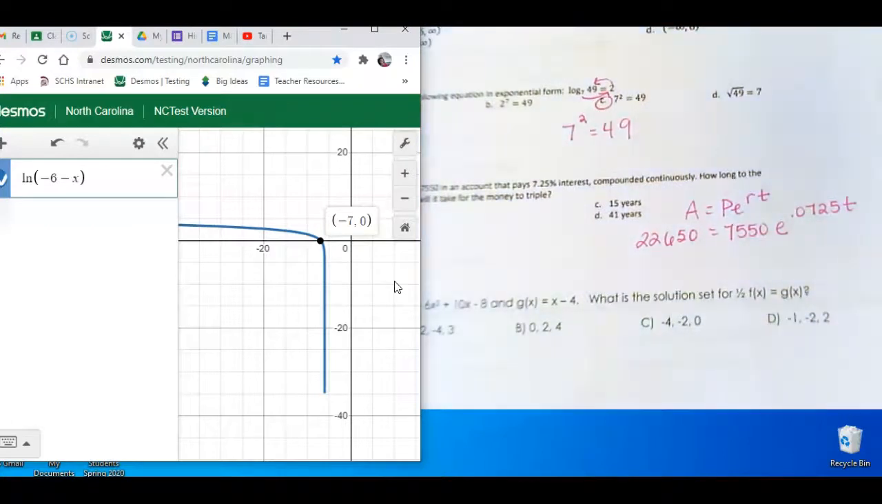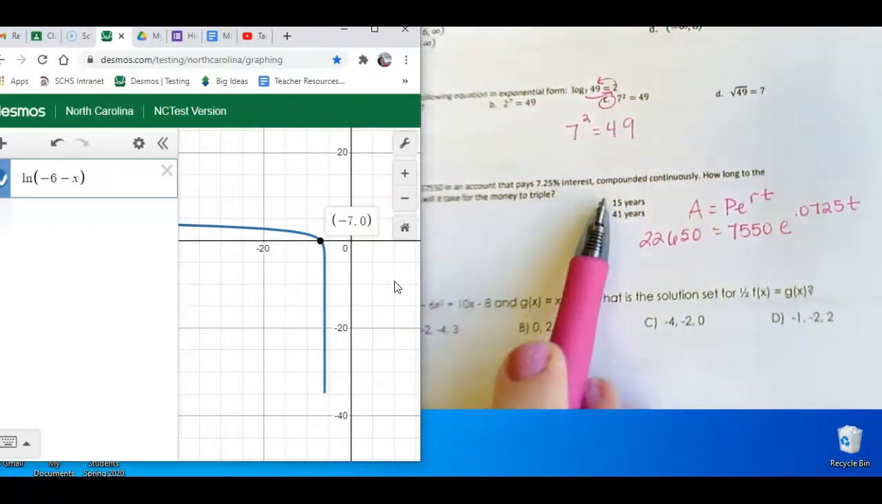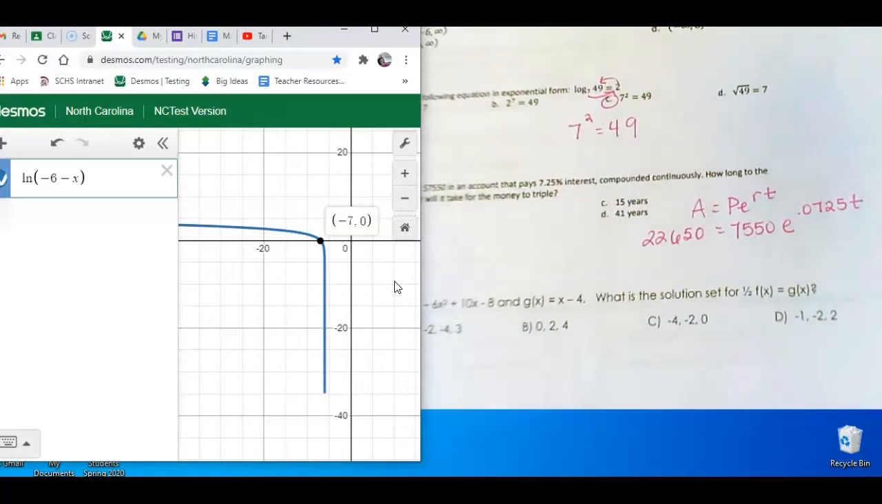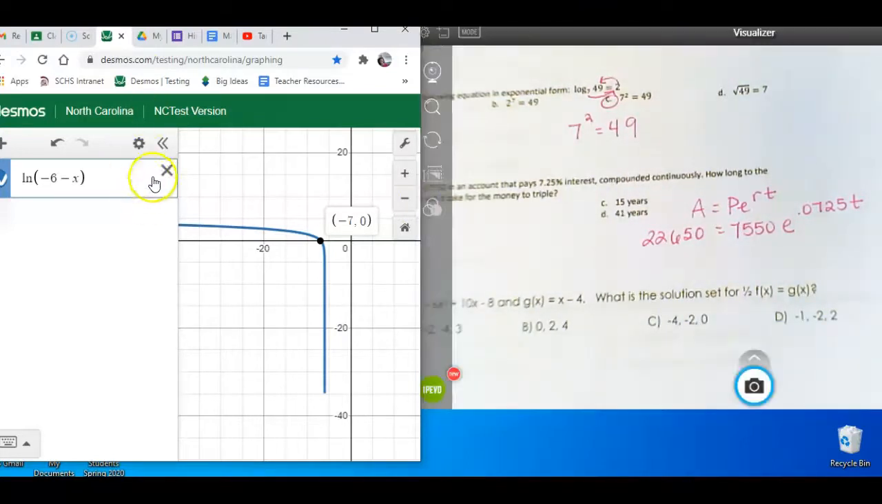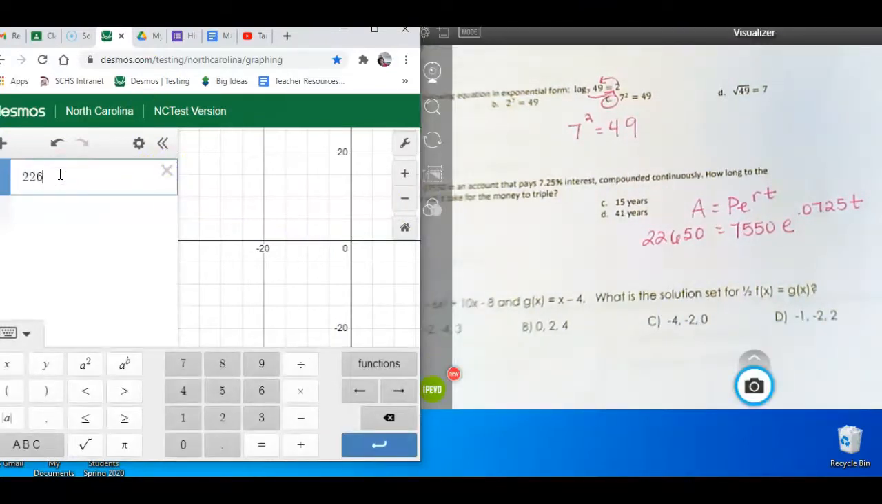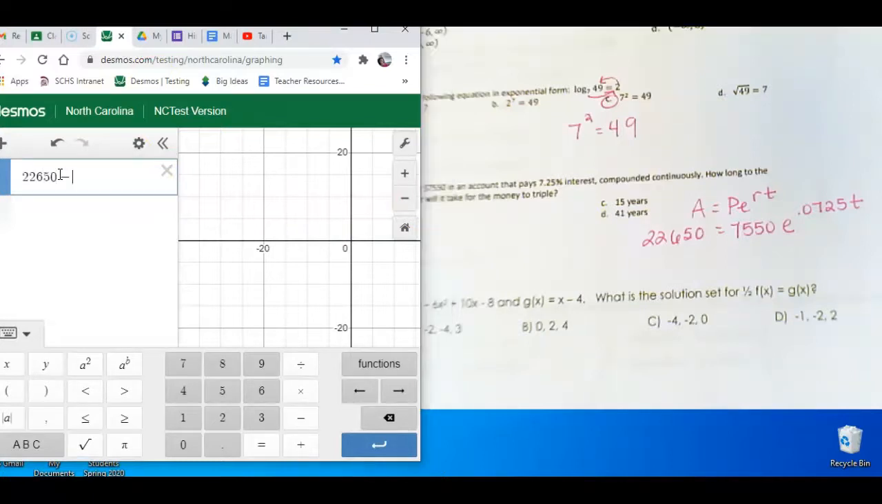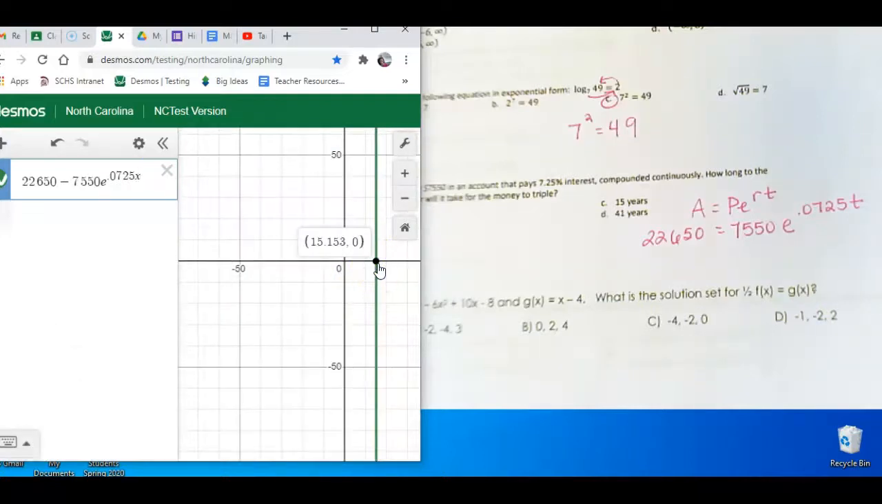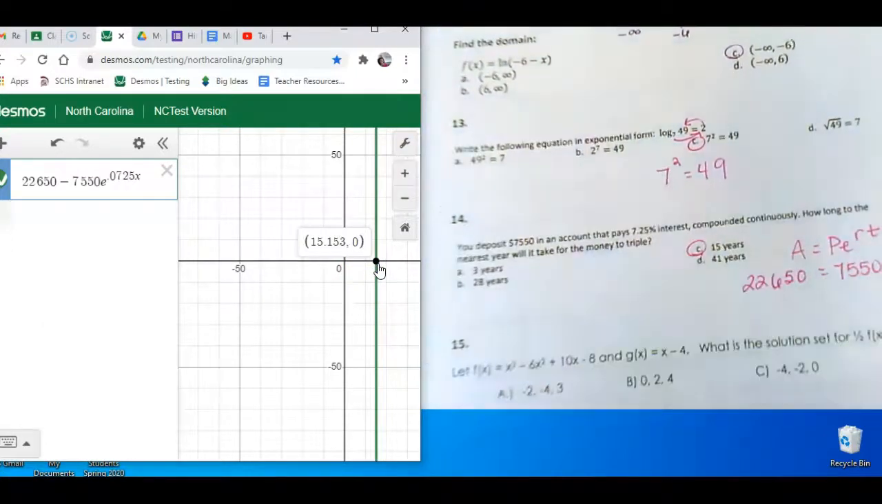And there's several things that we could do to solve it. We could take these numbers, plug them in for t, and see what works. We could also solve it like we've been solving our other equations, and just move everything to one side, like that. Find the 0. And so we know it's approximately 15, which our closest is C.